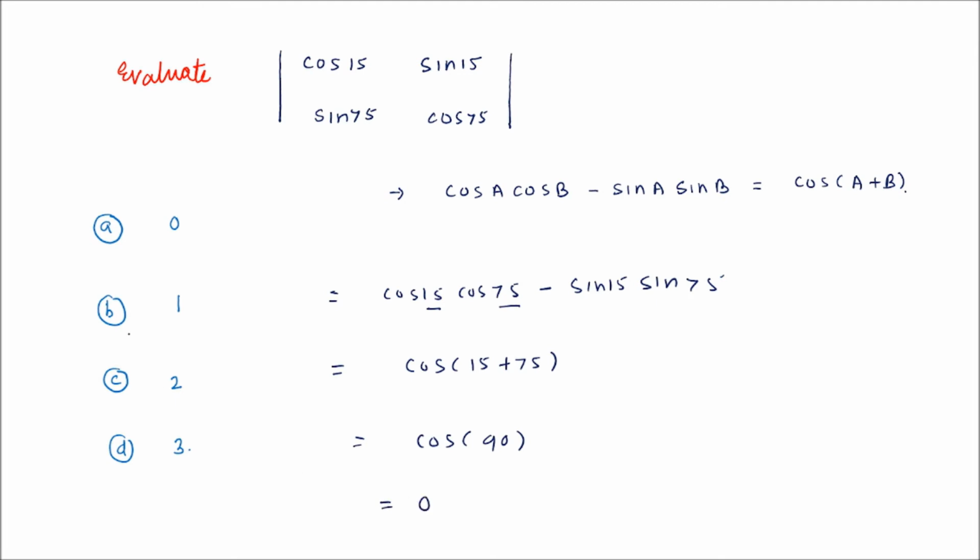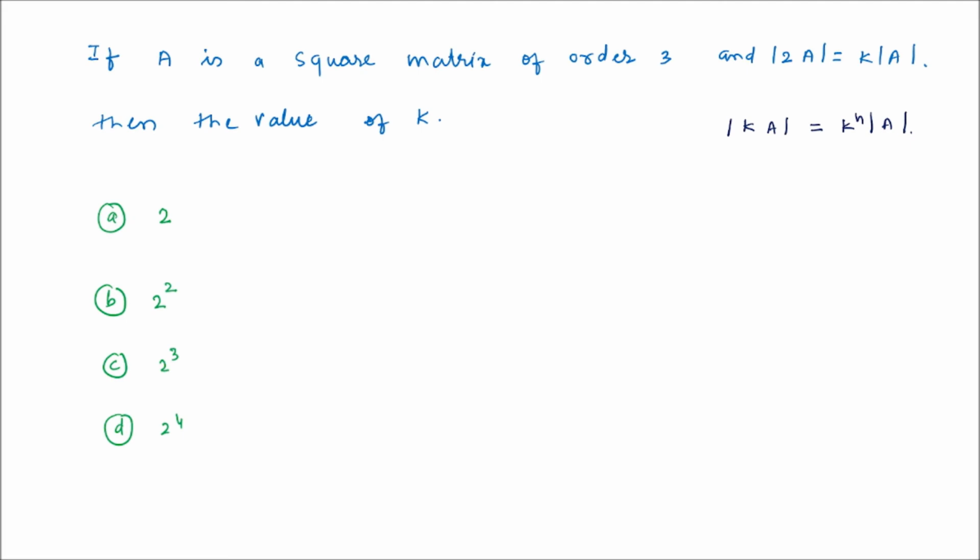Cos of 90 is 0. This will be our answer. A square matrix A of order 3 and determinant of 2A is equal to k into determinant of A. Then we have to find the value of k.